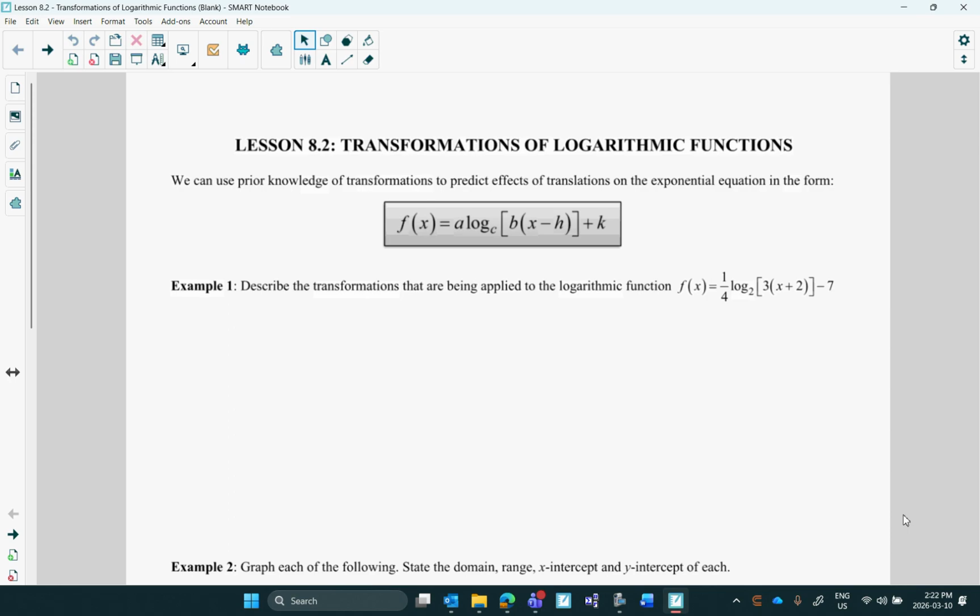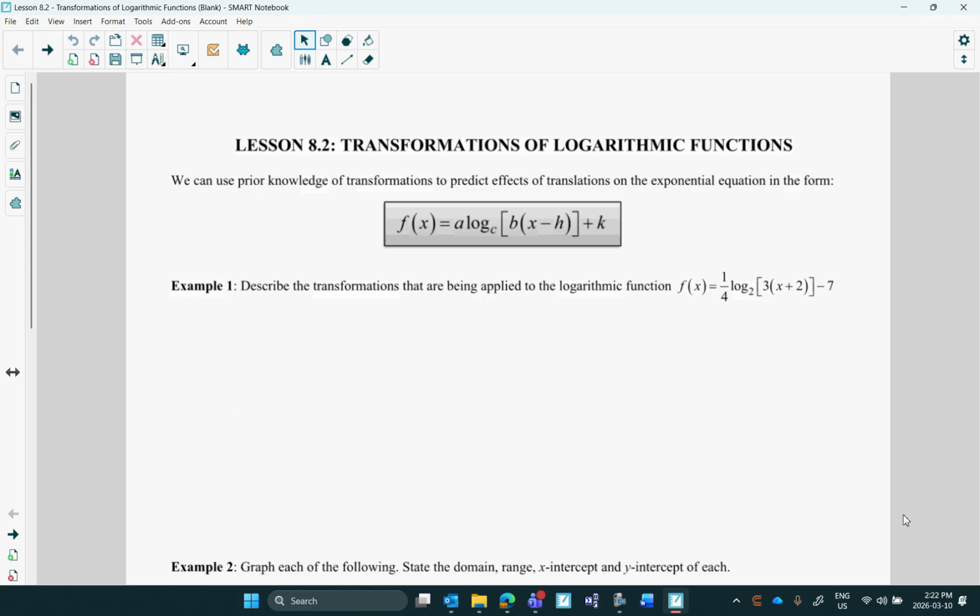But just to start, just to sort of warm up, here's the transformation equation for a logarithmic function. You should know what the letters A, B, H, and K represent. We have to describe the transformations for this. Tell me a transformation, please.